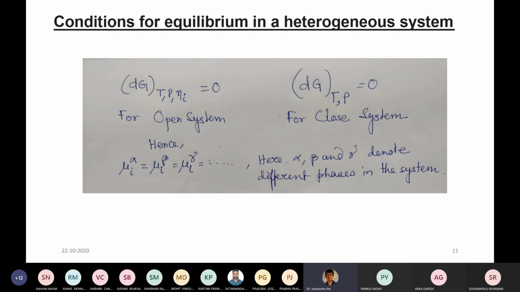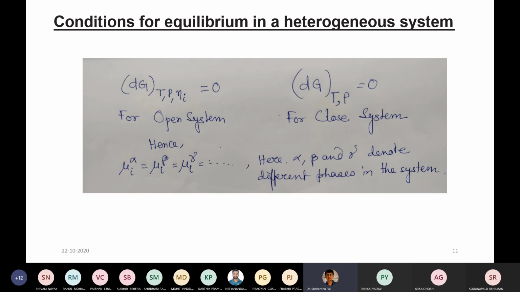Now we have to understand the condition for equilibrium for a heterogeneous system. The equilibrium condition of a closed system, if we recall, at constant temperature and pressure, is dG at constant temperature and pressure, with the number of atoms of every component constant, equals 0.